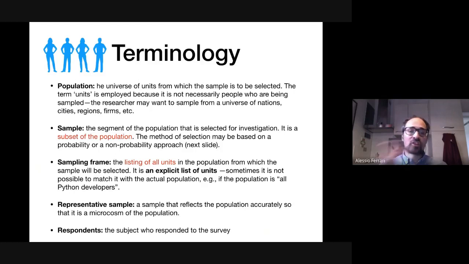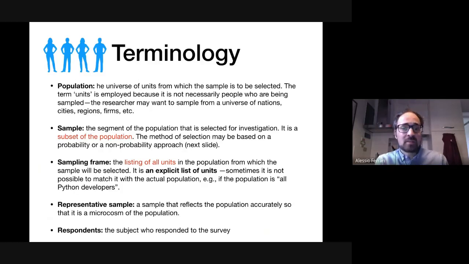So population can be defined according to different units. In general, in software engineering, you focus either on developers or companies. But remember that there are many roles, and there is still open space for research, because not all those roles are considered in current survey research.